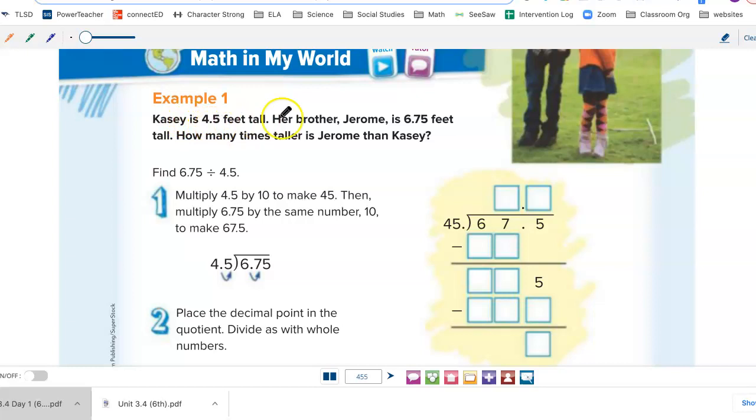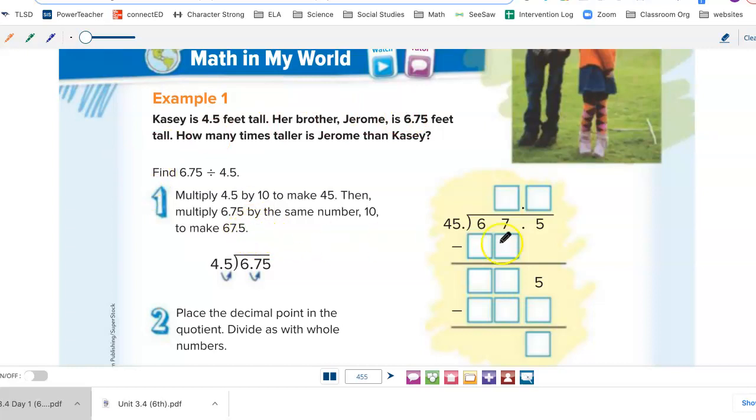So Casey is 4.5 feet tall. Her brother Jerome is 6.75 feet tall. How many times taller is Jerome than Casey? So we're going to see how many times 4.5 can fit into 6.75. So then let's divide those.